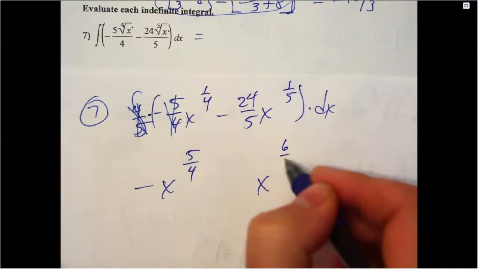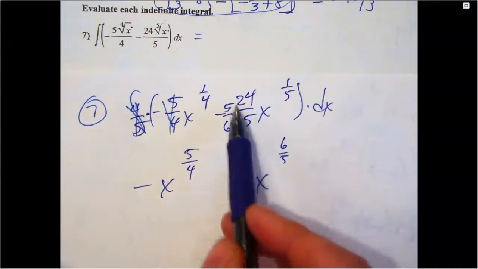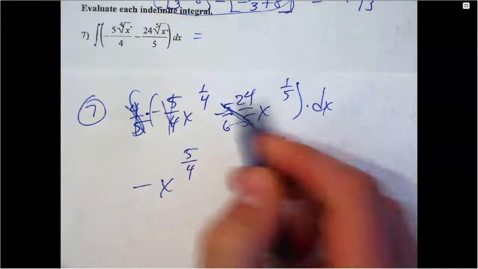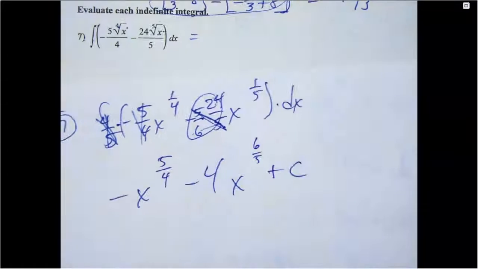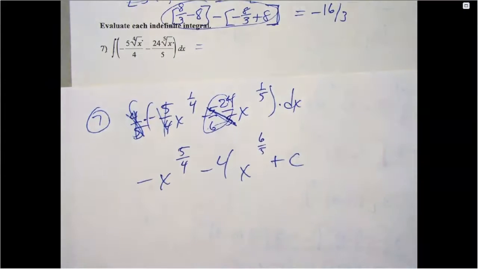Add 1 to the power here is 6/5, multiply by the reciprocal of the power is 5/6. And again, some people just wrote that out. The 5s cancel, and 24 over 6 is 4. If you left it like that, I think that's actually fine. That is 7.